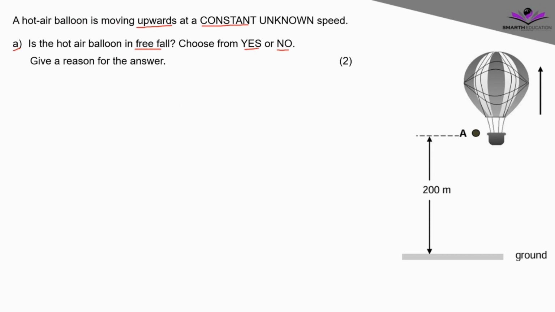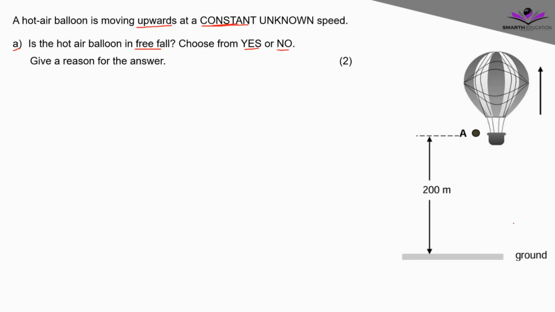If you check, this balloon is moving upwards at a constant unknown speed. We know that if an object is in free fall, it falls under the influence of the gravitational force or gravitational acceleration. So if it is in free fall, it accelerates downwards at 9.8 meters per square second. But this one is at constant velocity, so it's not accelerating. The acceleration here is 0, so this is not in free fall.